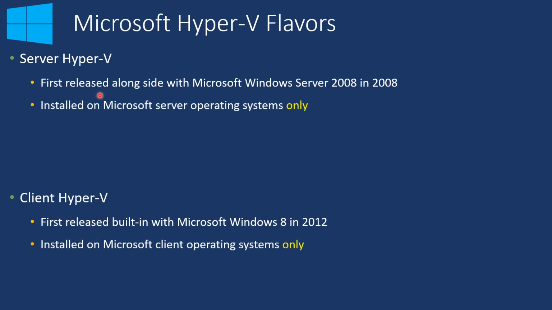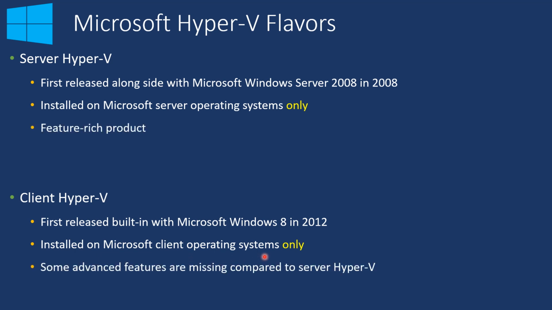Of course, server Hyper-V, from its name, is only installed on the Microsoft Server operating system, whereas client Hyper-V is installed on the Microsoft client operating system. Of course, since server Hyper-V is installed on the server operating system, it is a feature-rich product. Client Hyper-V works, no problem, but some advanced features are missing compared to server Hyper-V.